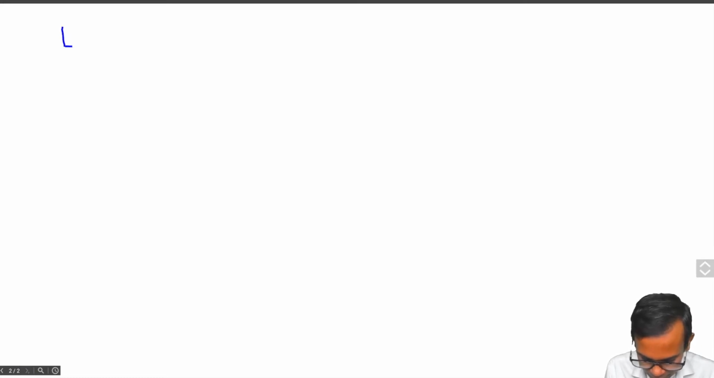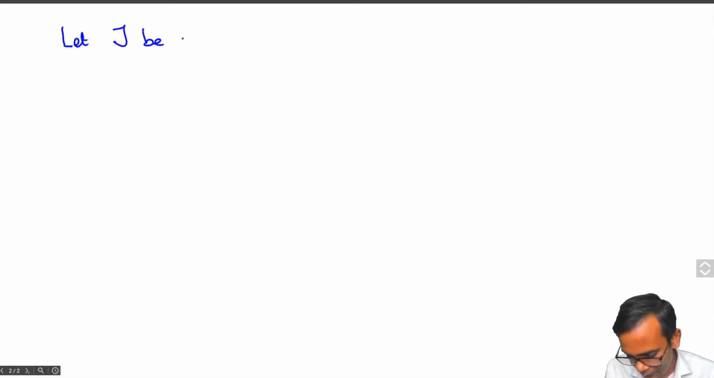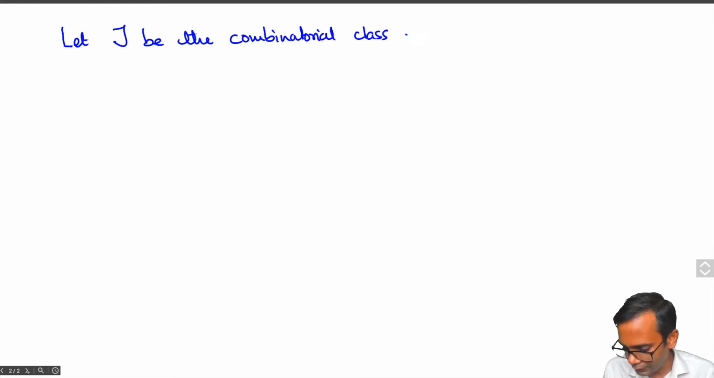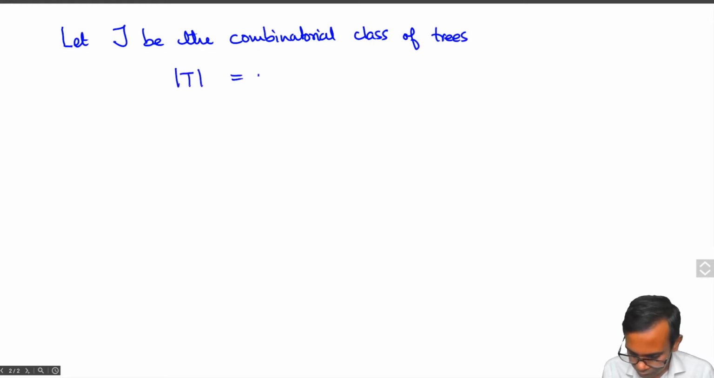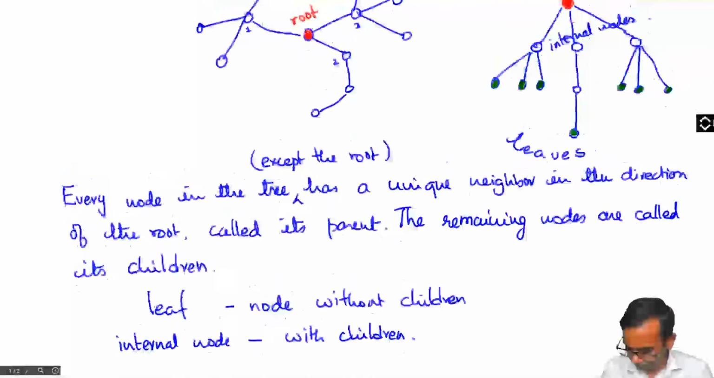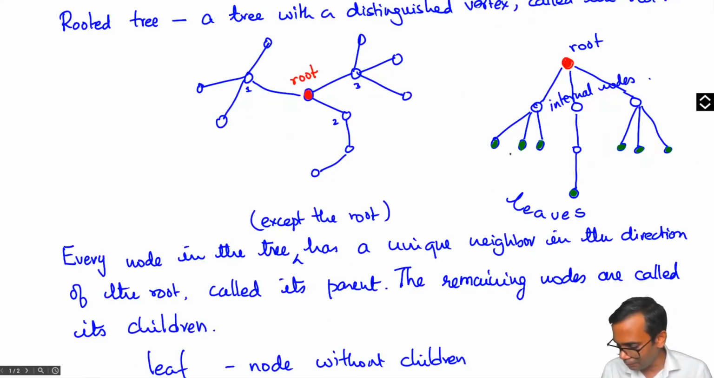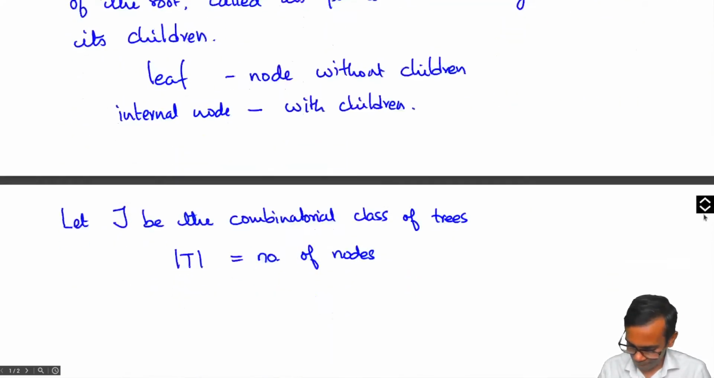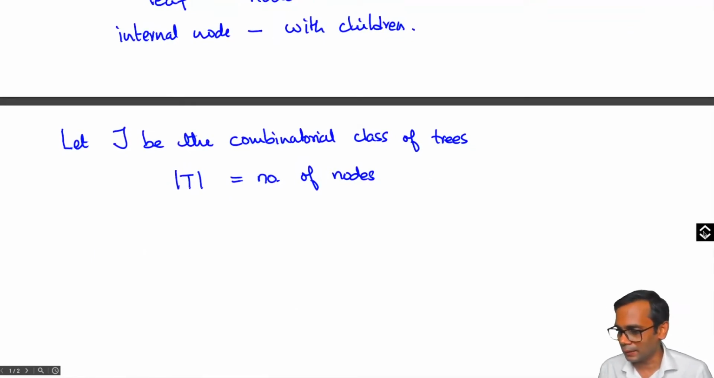So let T be the combinatorial class of all trees, and the size of T is just the number of nodes. So this tree here that I have drawn has 1 plus 3 plus 7 plus 1. Its size is I guess 12, because it has 12 nodes in all, and we want to count this thing.